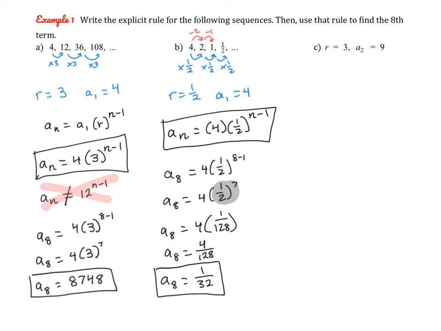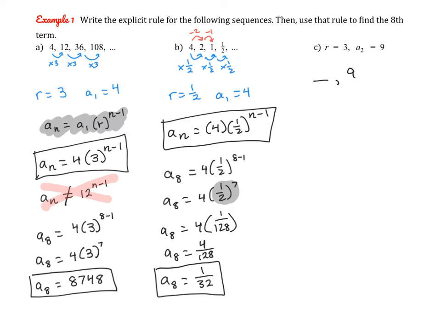Okay, let's try this last one. So here we are told that the common ratio of this sequence is 3, and we're told that the second term is 9. But we know for our formula, which you see over here, we need the common ratio and the first term. So there's a few different ways we can find the first term.